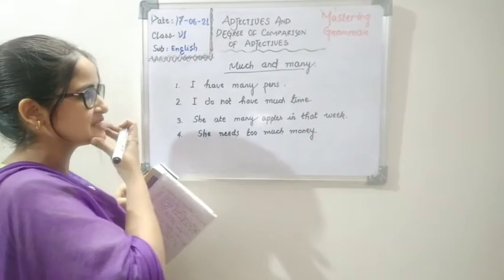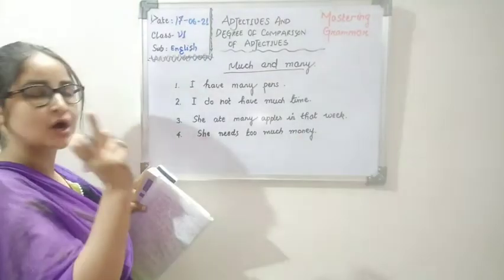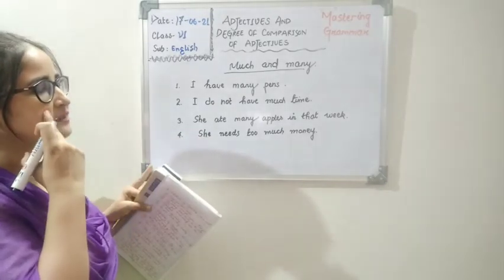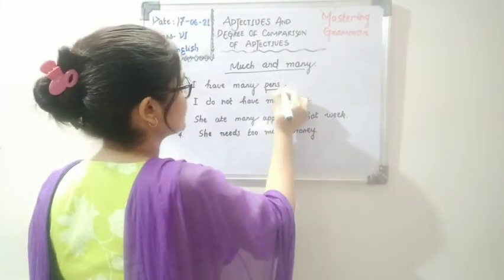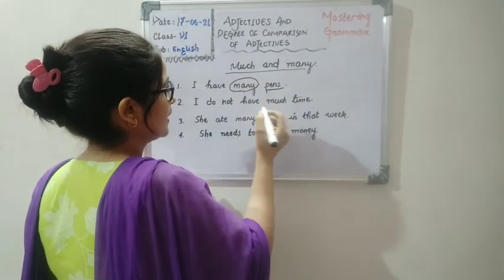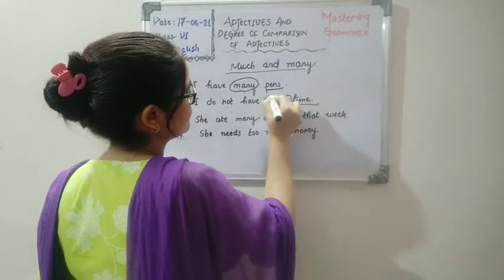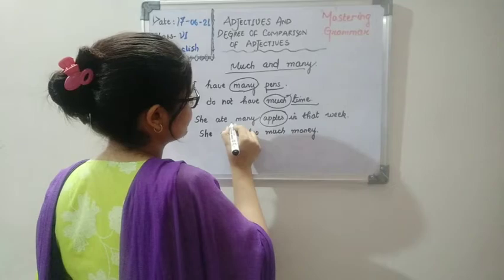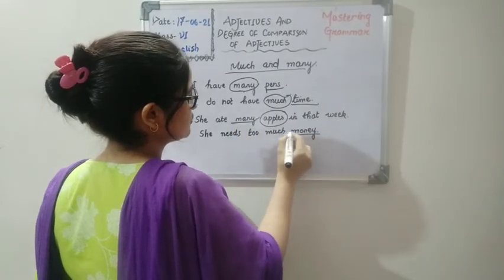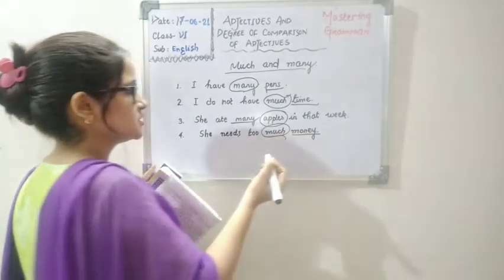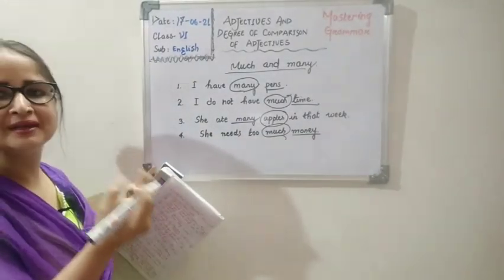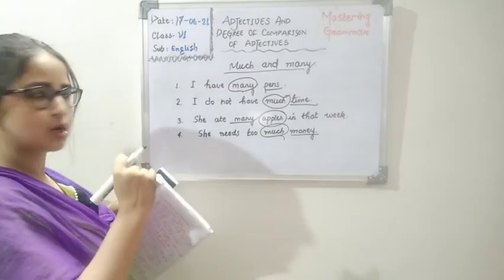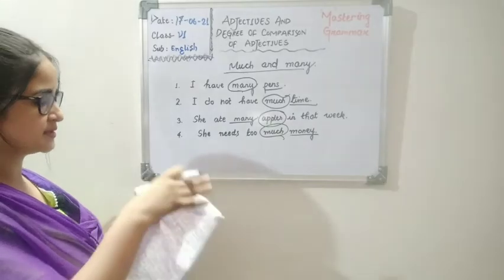Okay, here you can see that we have used many for countable nouns and much for uncountable ones. Pens are countable, that's why we have used many. Time is uncountable, that's why we have used much. Apples are countable, that's why we have used many. And money is uncountable, that's why we have used much. So the idea should be cleared by now. Many has to be used with countable nouns and much has to be used with uncountable nouns. Okay, I hope this concept is clear.